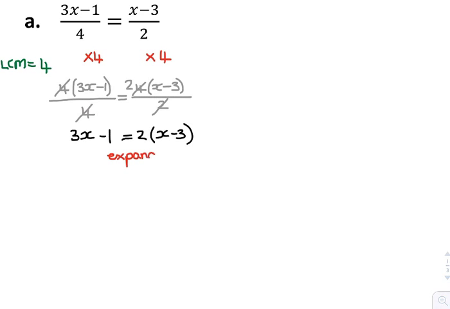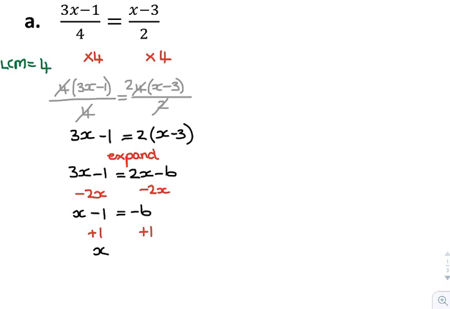Our next step is to expand the bracket, giving us 3x - 1 = 2x - 6. Subtract 2x from both sides, leaving us with x - 1 = -6, plus 1, giving us x = -5. Box it as this is our answer.